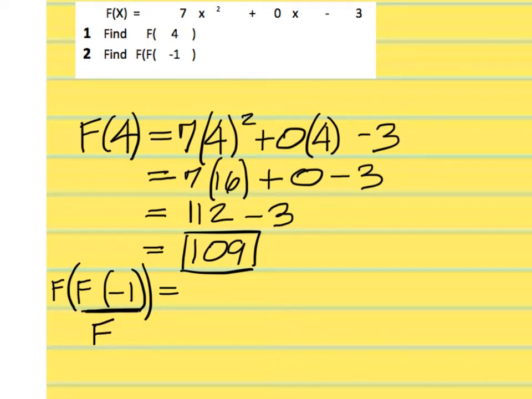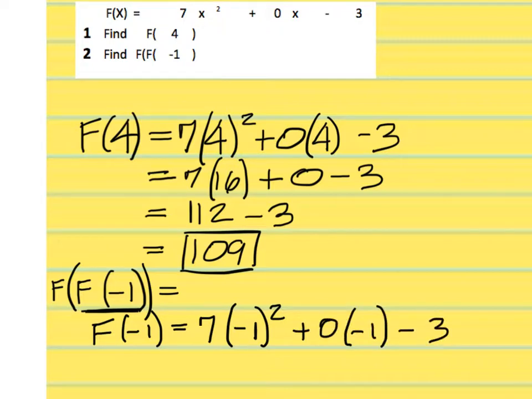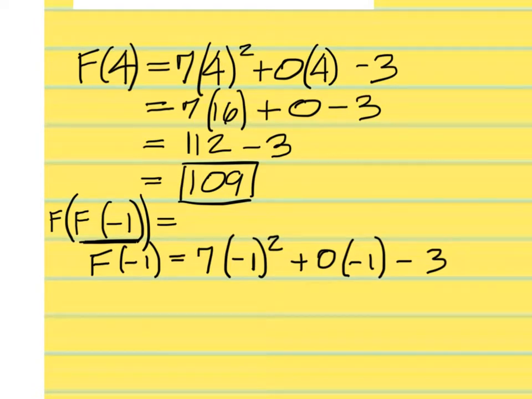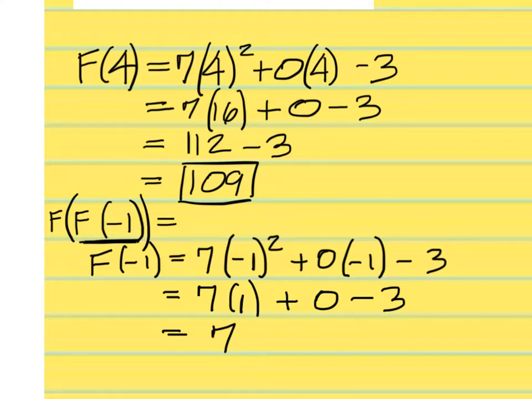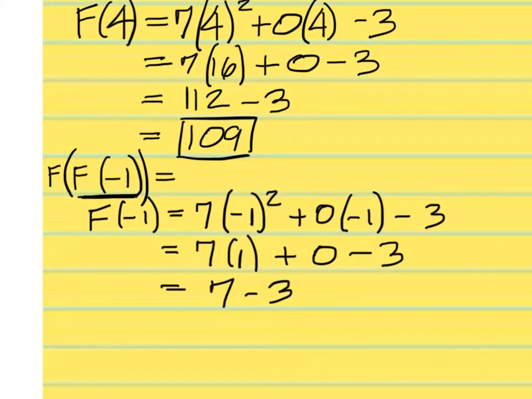So that's what we're going to do. F of negative 1. So 7 times negative 1 squared plus 0 times negative 1 and then minus 3. Negative 1 squared is 1. 0 times negative 1 is 0, and you have minus 3. And then 7 times 1 is 7, plus 0 changes nothing, and then you have minus 3. So for right now you have 4. That's from starting in the middle of this double evaluation.